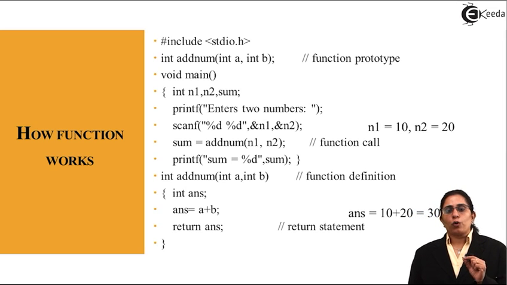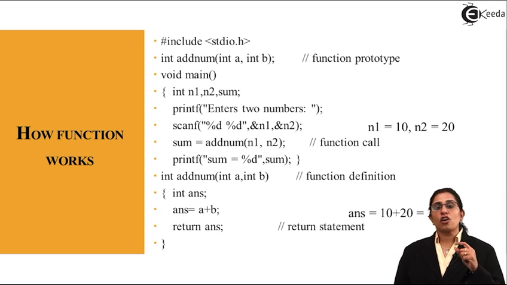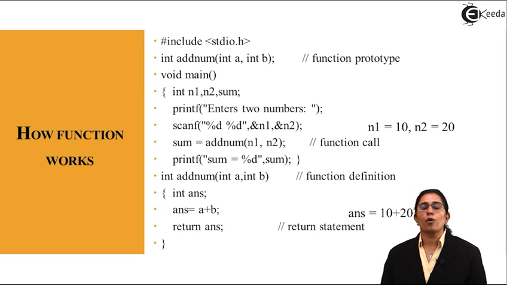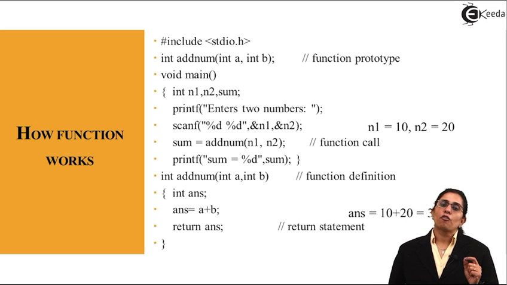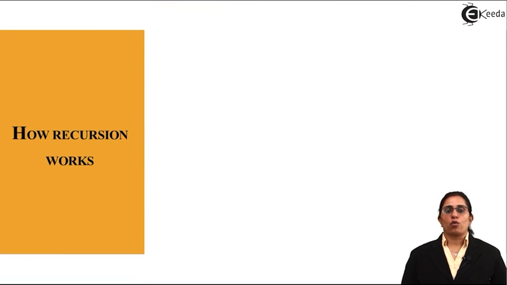When I print, the output will be 30. So this is how I have broken down my simple add two numbers program using functions. Now we will see how recursion works.